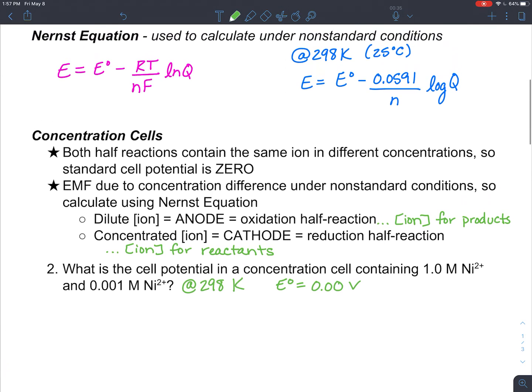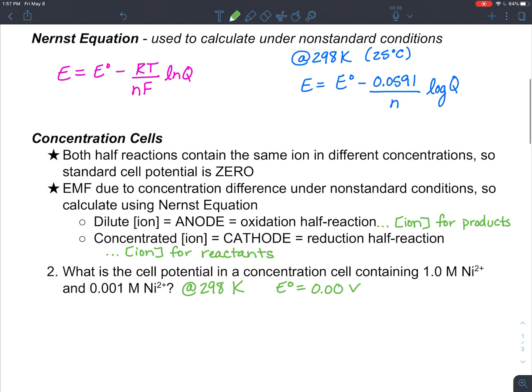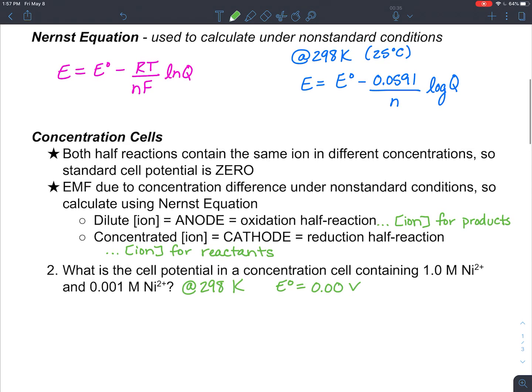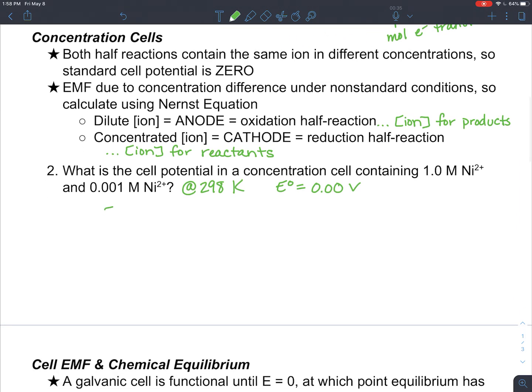All right. So now what do we do with the rest of this? We're going to go back up to that equation that we have on the right-hand side, and we're going to plug in this 0 where E is, and then we're going to use that 0.0591 because we're going to make this at 298. And then we need to know the moles of electrons, so n is going to be moles of electrons transferred, remember. Okay, so let's go ahead and plug those in.